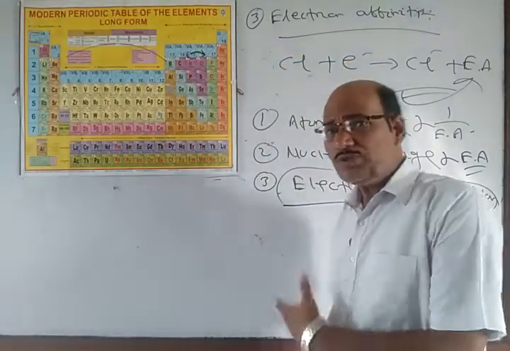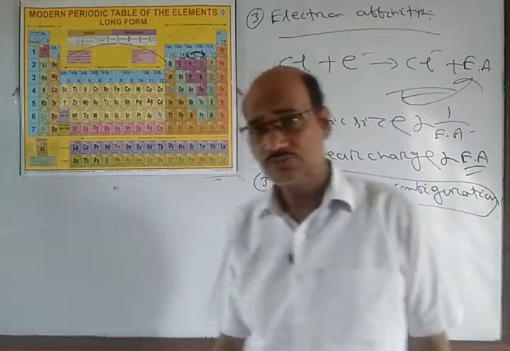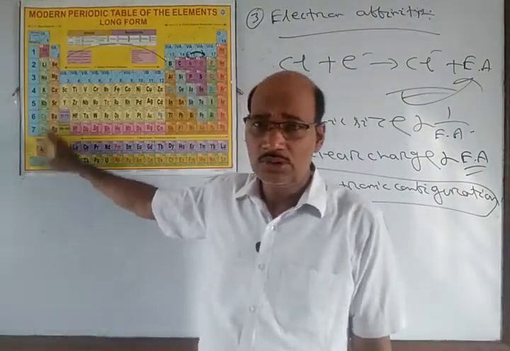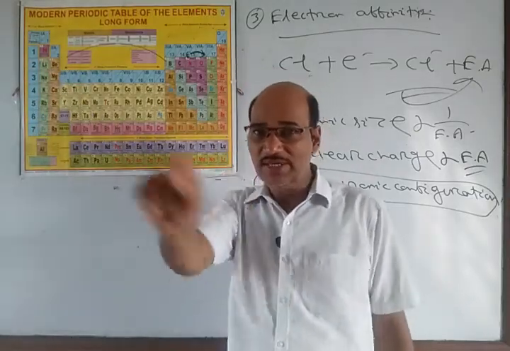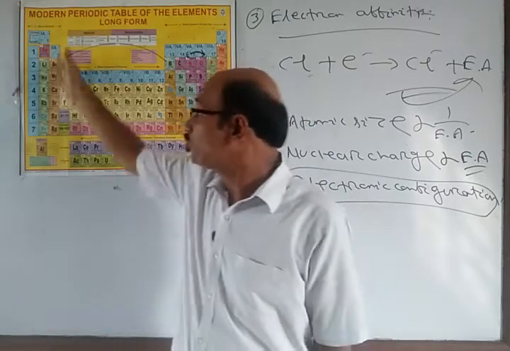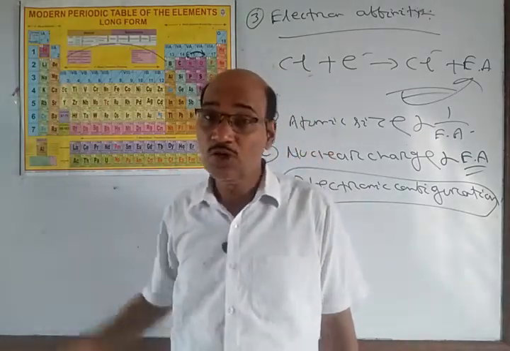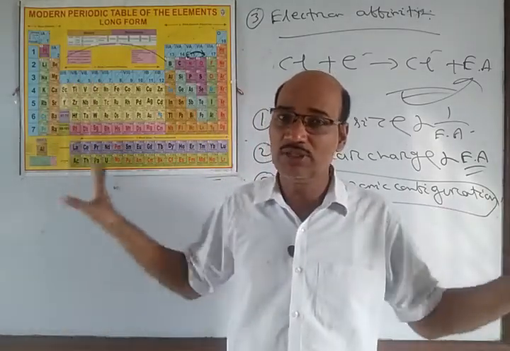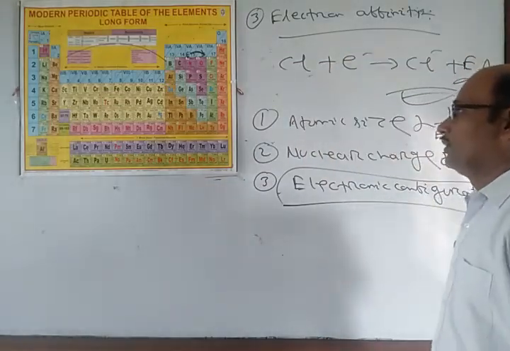These things we can also apply in the case of group 2 elements. Here you have ns2, the stable electronic configuration; the s subshell is completely filled. So they also do not want to take any electron. So they also have almost 0 electron affinity due to stable electronic configurations. Okay, so this is the case.